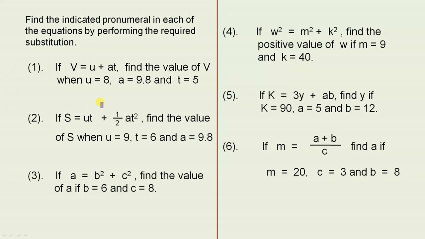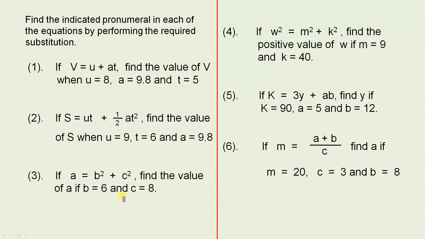The next example, if s equals ut plus half at squared, find the value of s when u equals 9, t equals 6 and a equals 9.8. So it's exactly the same here. We need to find s, and we're given all the other values. Don't forget order of operations. That's very, very important. So sometimes you will need to be aware of the order of operations, which we've done before, and you have to apply that rule.